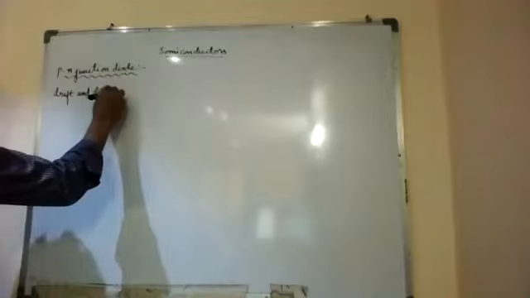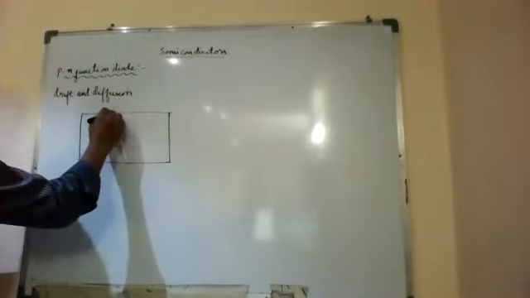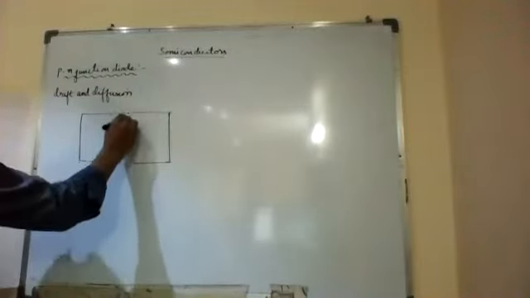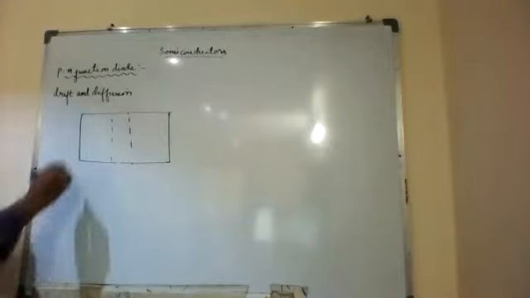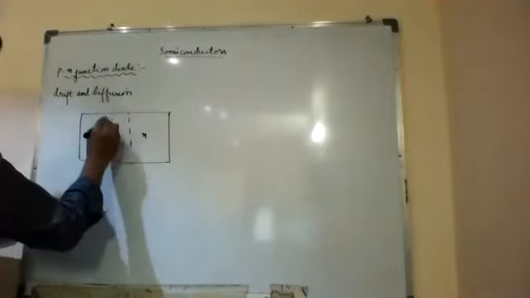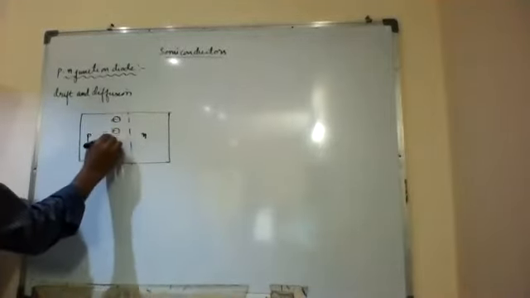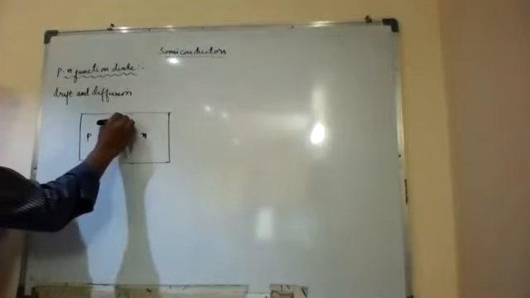Now here, suppose this is a P-type substrate, and it is brought very close to an N-type substrate, then what will happen? You get a PN junction. This is P and this is N. So this is negative.